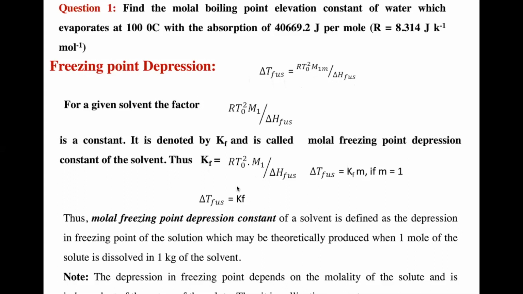If you put the value of m equal to 1, then you can define the freezing point depression delta T fusion is equal to Kf. So you can define the molar freezing point depression constant of a solvent as the depression in freezing point of the solution, which may be theoretically produced when 1 mole of the solute is dissolved in 1 kilogram of the solvent. As I mentioned, if you know the mathematical formula, you can easily define the freezing point depression and molar boiling point elevation, which are colligative properties.